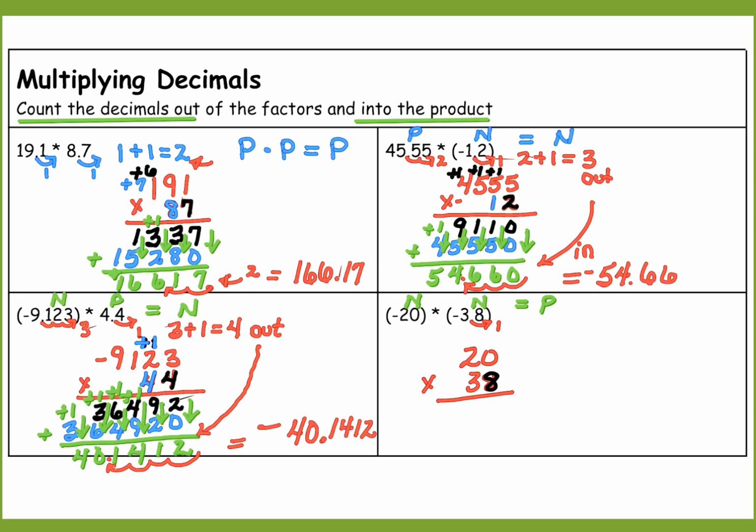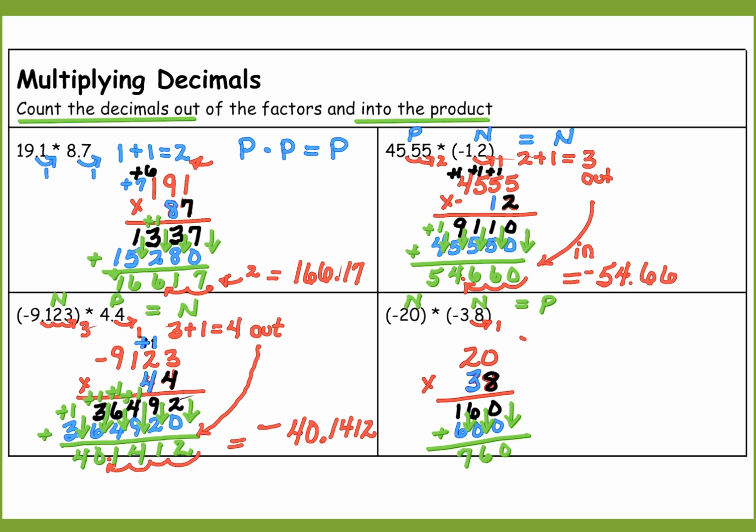8 times 0 is 0. 2 times 8 is 16. Now we're going to annex in a 0 and continue with our 3. 3 times 0 is 0. 3 times 2 is 6. Our next step is to add these two together and give us a total. 0 plus 0 is 0. 6 plus 0 is 6. 1 plus 6 is 7.